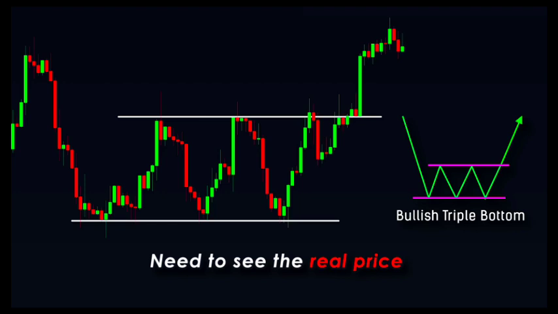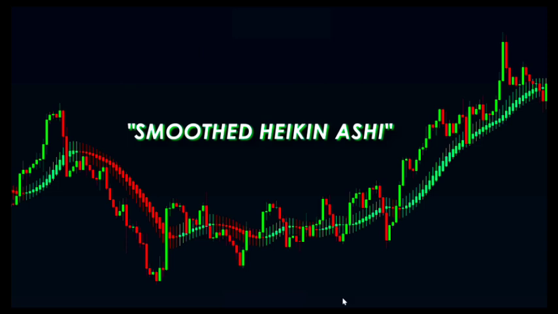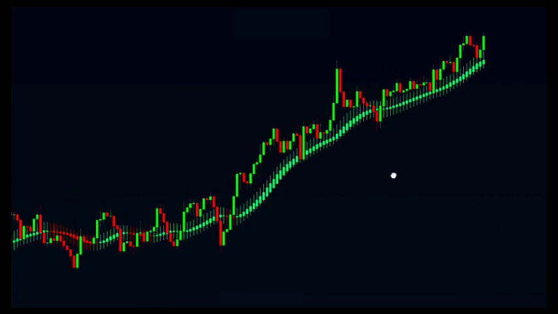So, to solve this underlying issue, a new indicator was created, and it's called Smooth Heiken Ashi. Unlike the classic Heiken Ashi, which fully transforms the candles on a price chart, the Smooth Heiken Ashi instead works as an overlay on a real chart, meaning traders are able to use the indicator's capabilities while still maintaining a clear view of the actual price movement.